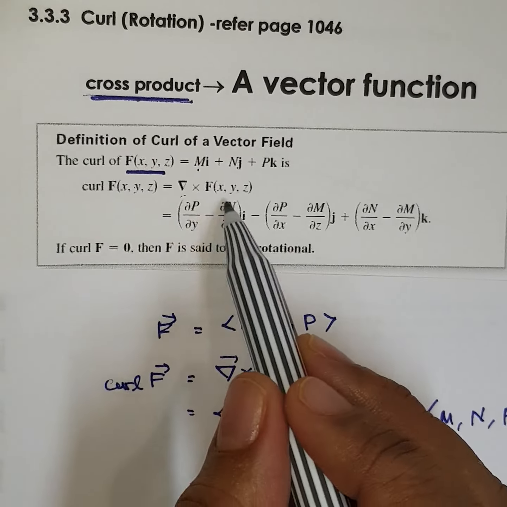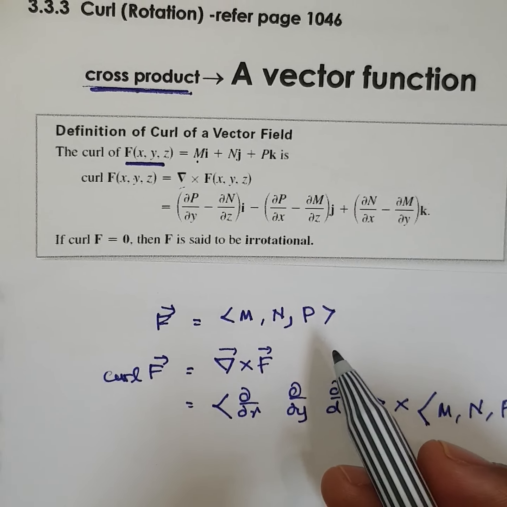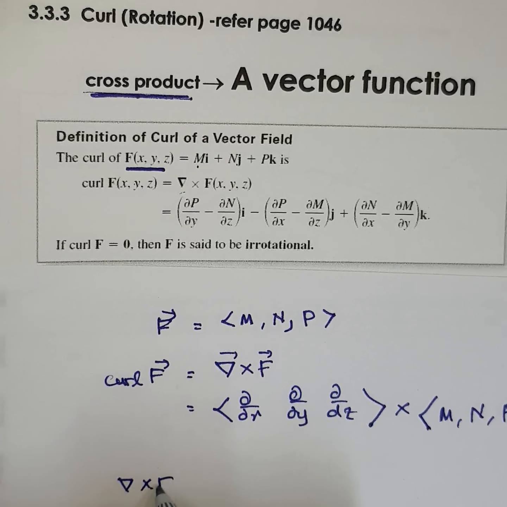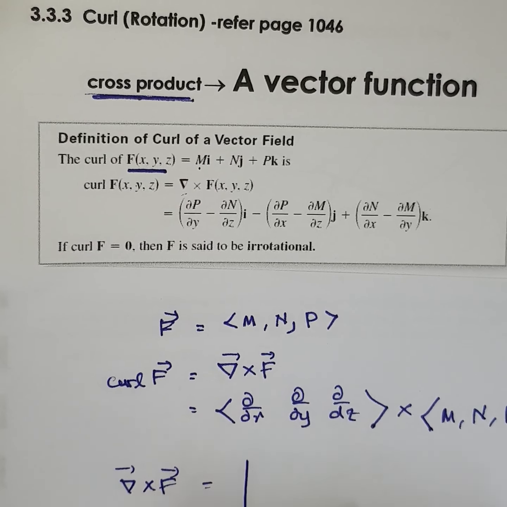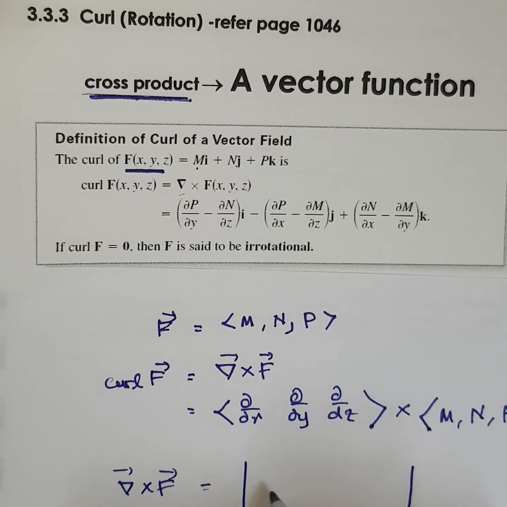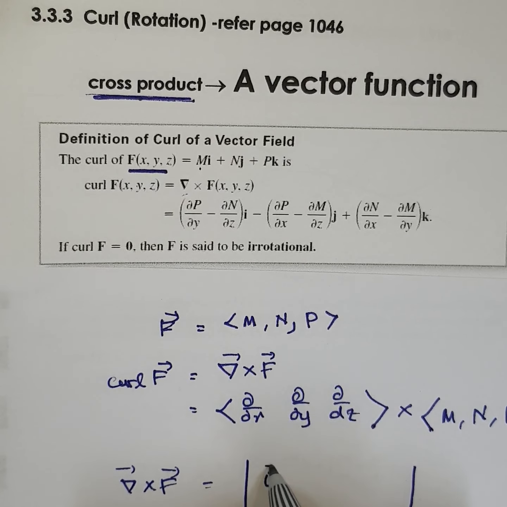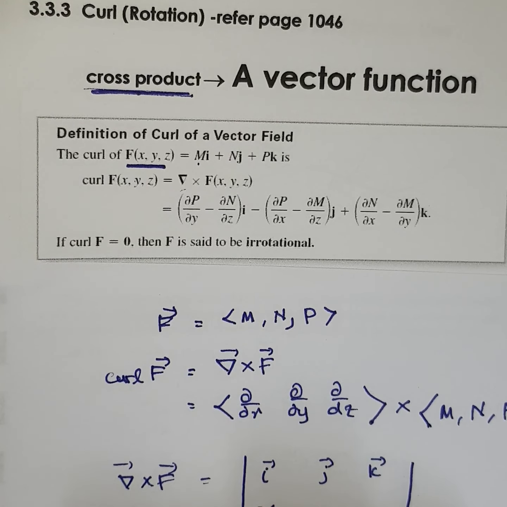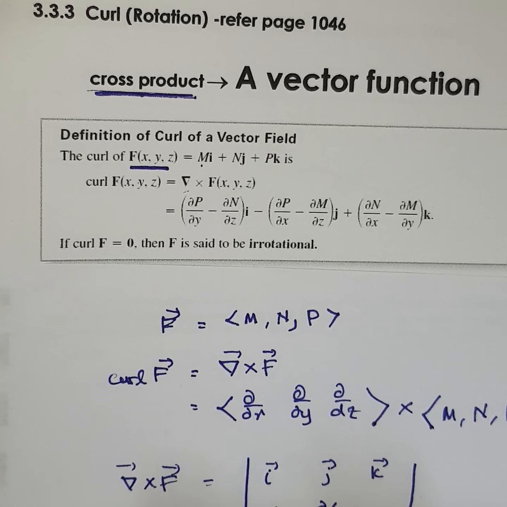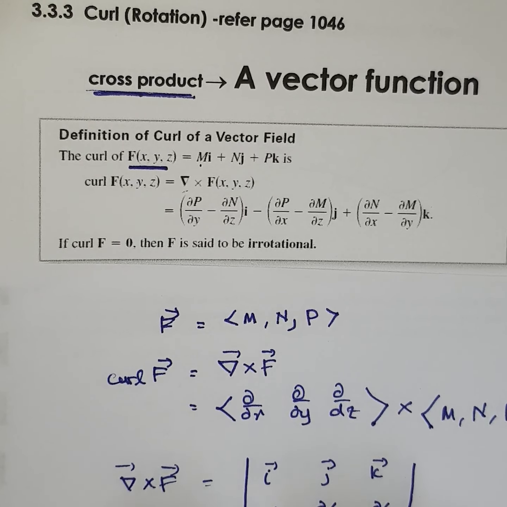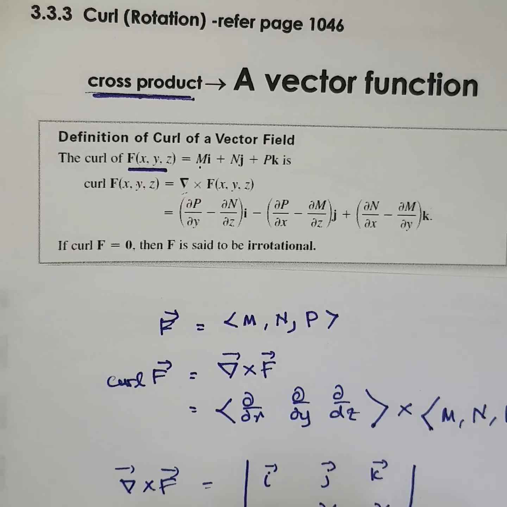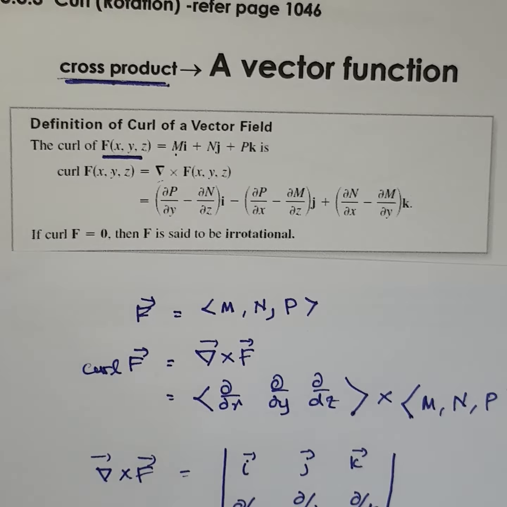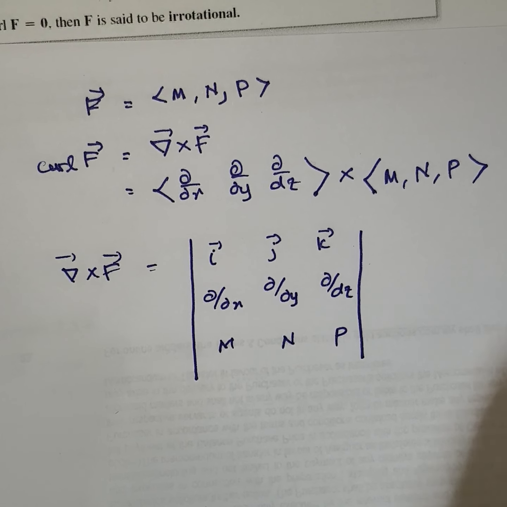Alright, so you boleh hafal formula ni, but I would prefer you to use the matrix. Okay, di mana when you find del cross F, you will have the matrix di mana dia adalah matrix 3 kali 3. Yang atas ni adalah komponen I, J, K. Row kedua ni adalah del, which is del x, del y, del z. Dan row ketiga ni adalah kita punya vector. So this is M, N, P. Okay, so yeah, sorry. Okay, so it's here.